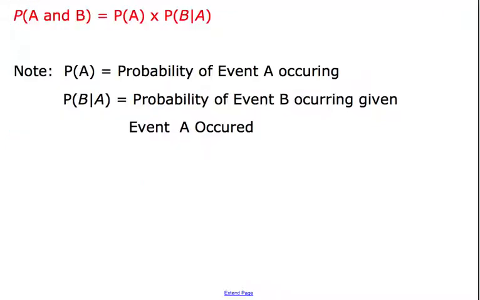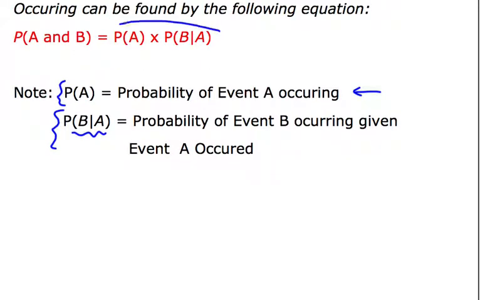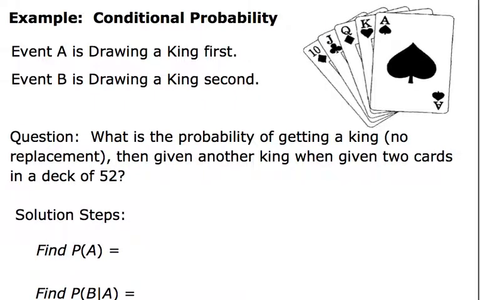So I want to talk first, before we write the equation, about what these two things in the equation represent. The probability of A is the probability of event A occurring. So you take care of that first. Then the next notation, how you say this little guy here, is the probability of event B occurring given that A has already occurred. What we're going to do is multiply these two probabilities together. I think it'll make more sense when we get to our first example.